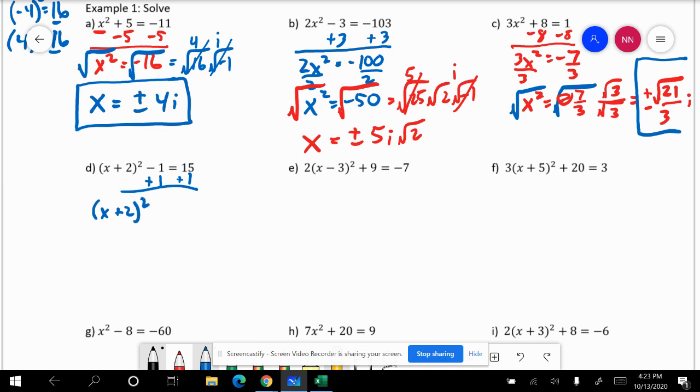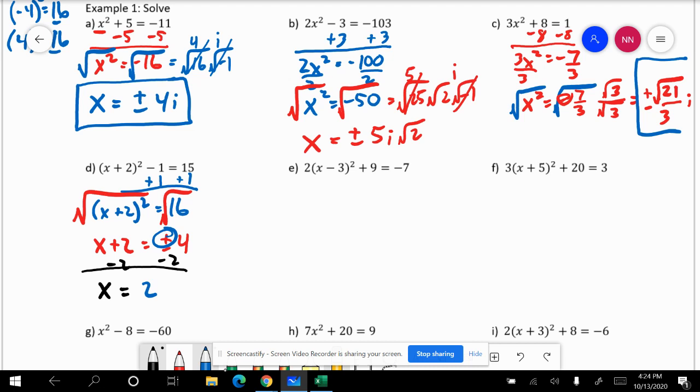Now, what we're going to do next is get rid of the squared. So just like the previous ones, we're taking the square root, and what we get is x plus 2. We have to remember a positive and negative root, and we get 4. So in order to get the x by itself, we subtract the 2. Now, this is important because since there's a positive and negative root, we're going to do the positive 4 first. 4 minus 2 is 2.